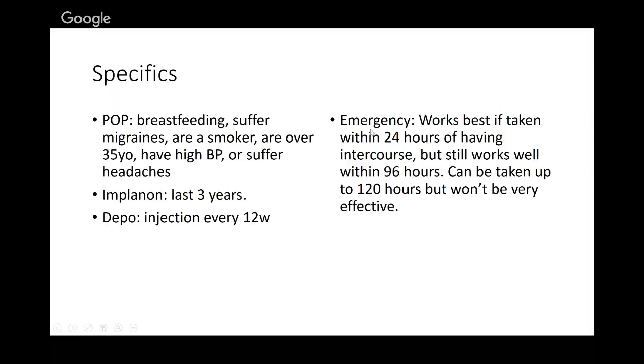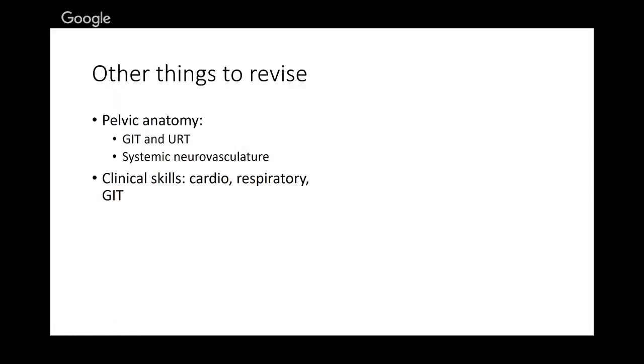With emergency contraception, it's good to remember the numbers. It works best within 24 hours, but after that, within 96 or 120 hours, it starts to decrease, but it can be effective. But after 120 hours, it probably won't help anymore. Okay, so that's pretty much for reproductive.